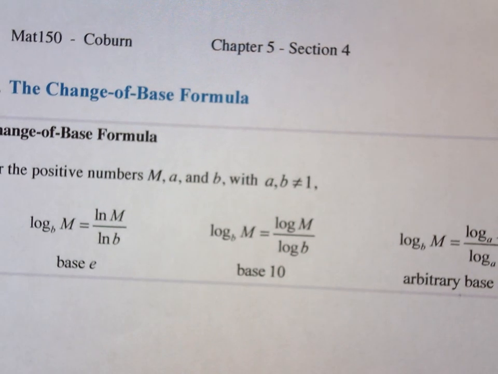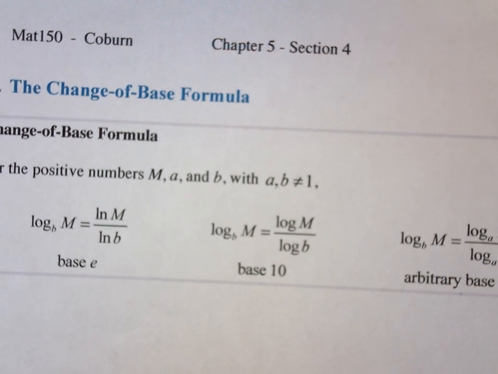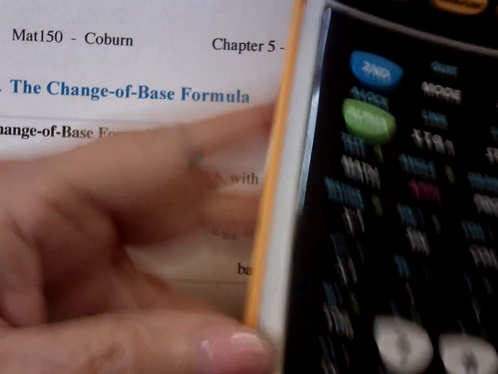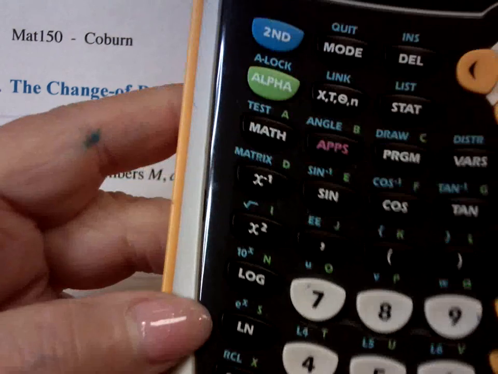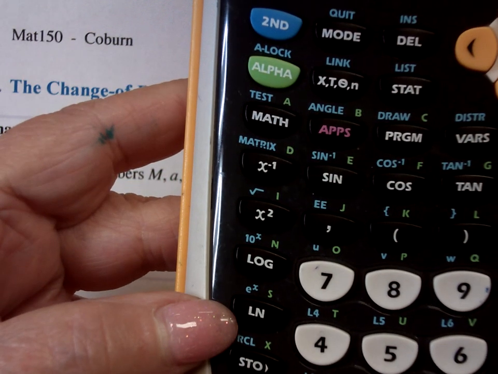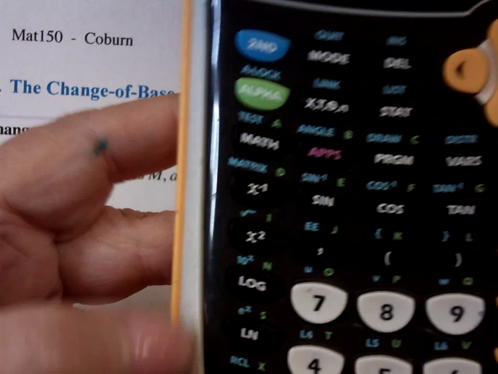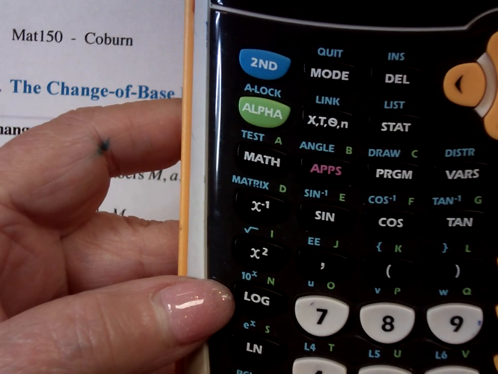This is the change of base formula. There was a time, and there still is a time, whenever the calculators only had two things on them. One is natural log, which is base e, and the other is common log, which is base 10.